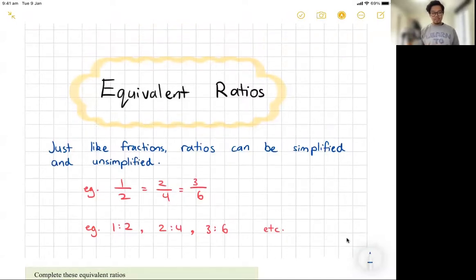Now, equivalent just means equal to. Now, remember how last time we said that fractions and ratios are kind of like sisters, not twins. So they're similar. So just like fractions, ratios can also be simplified and also unsimplified.